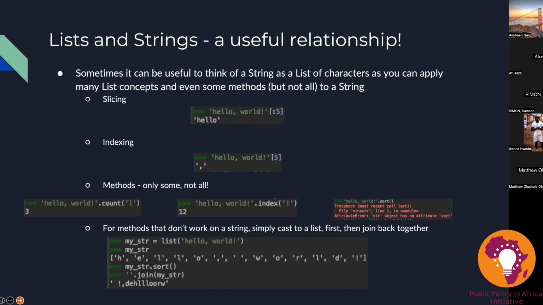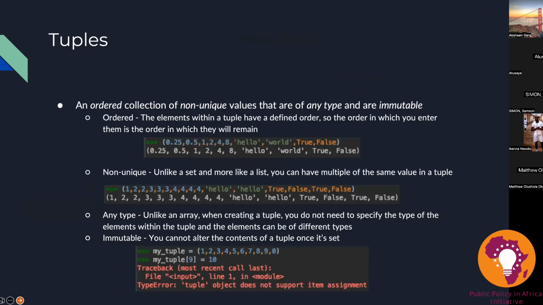Okay, let's move on to tuples. This is the last type of data structure, the last type of collection, we're going to be looking at. What is it? It is an ordered collection of non-unique values that are of any type and are immutable. So the key difference here from a list, who noticed it and who can tell me?